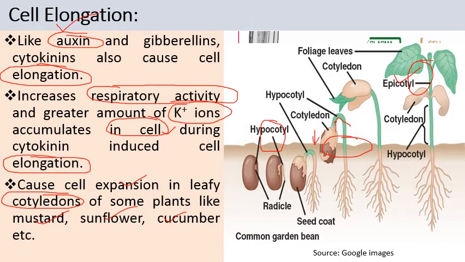And the second function is expansion of leafy cotyledons. So these are the leafy cotyledons, first leaf-like structures, and these are known as leafy cotyledons. So their expansion, broadening, is also done with the help of this chemical substance, that is cytokinin.